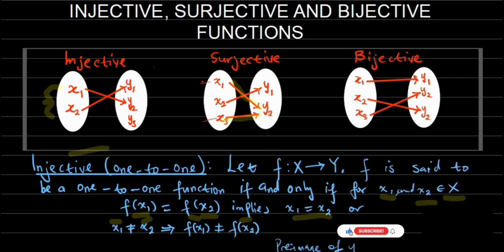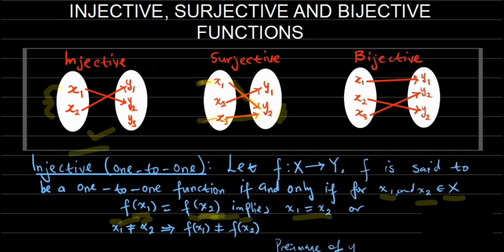So in this case, we have two different inputs, two different elements in the first set, x1 and x3 being different, but they correspond to the same thing. In other words, their values are the same. So such a function is not an injective function. That is why this is the representation.